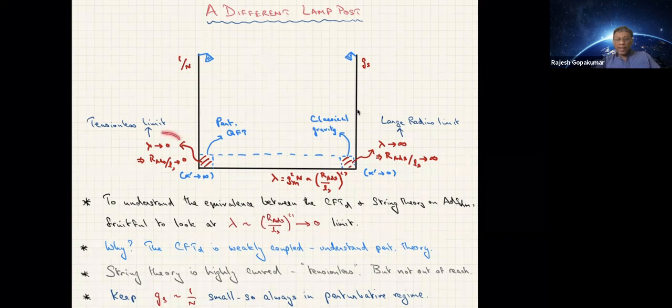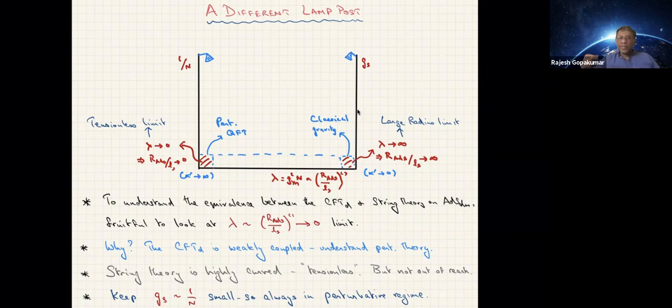Of course, the downside is that the string theory, as I said, is on a highly curved AdS. The radius of curvature is very large. The curvature is very large compared to the string scales, and that's why, as I said, it's tensionless. But as I will try to make clear in these lectures, that doesn't mean that it is out of reach. It's highly curved, but it's a worldsheet sigma model. It is just on a highly curved target space. So our classical intuition of gravity is not always accurate.